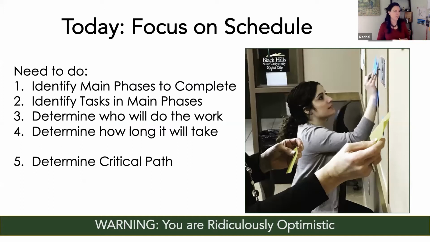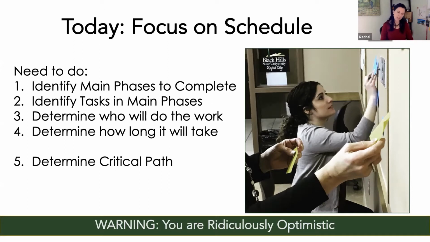So this is what I want you to do. Think about your project and take your normal pen and paper here, like I was doodling earlier. And what I want you to do is start a list. We're going to identify main phases to complete. Actually, what I want you to do this time is identify the tasks that you need to do.